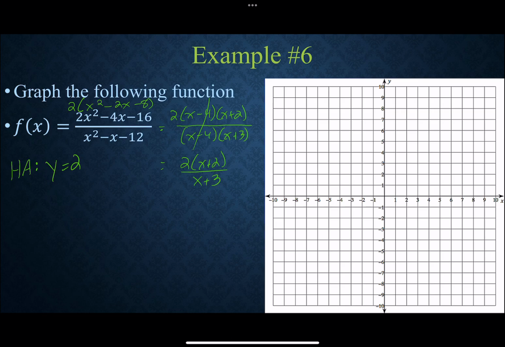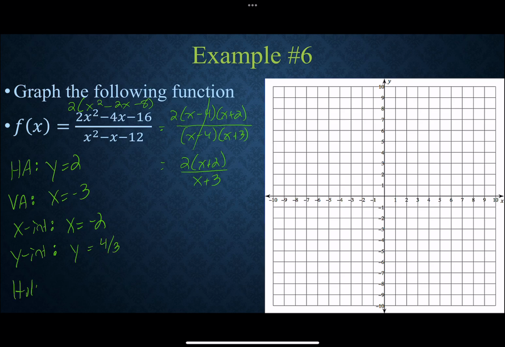This tells me that there is now a hole in the graph, a hole at 4. There's only one vertical asymptote. It's occurring at the solution of x plus 3, which is -3. There's only one x-intercept. It's solving at x plus 2, which means we have an x-intercept at -2. Our y-intercept, if we substitute 0 in for x, we're going to get -16 over -12, which is going to reduce to 4 over 3.